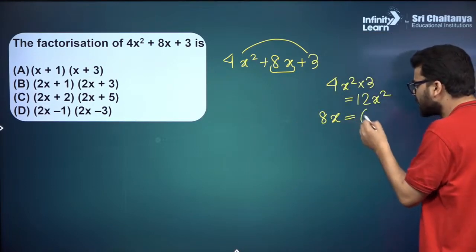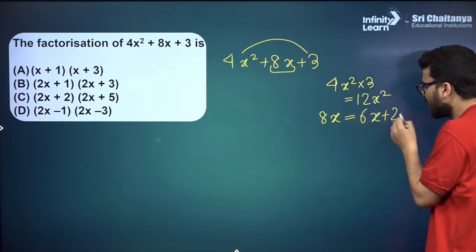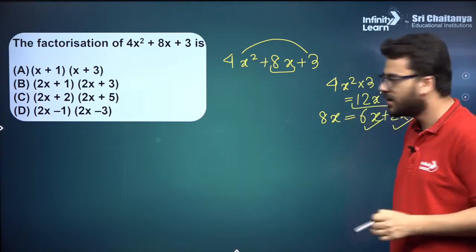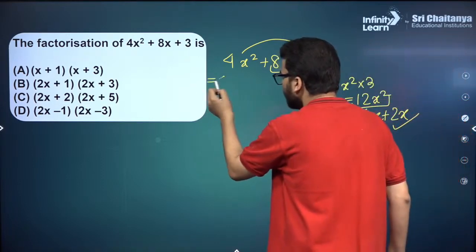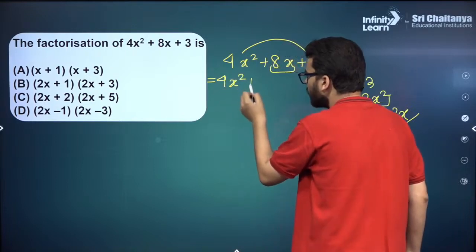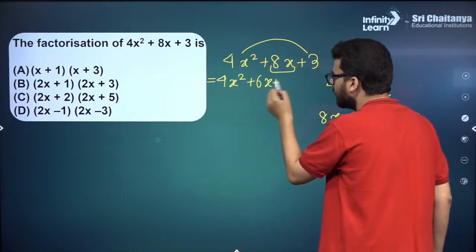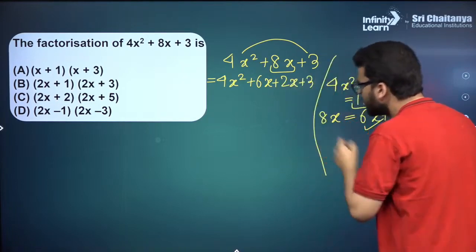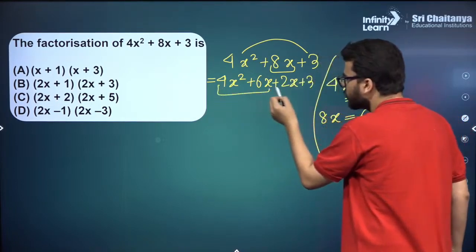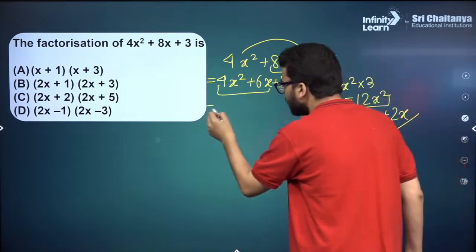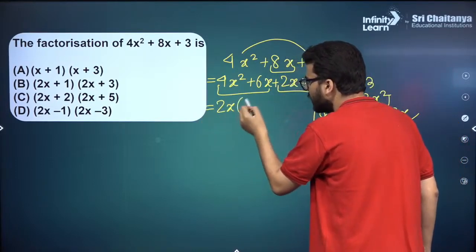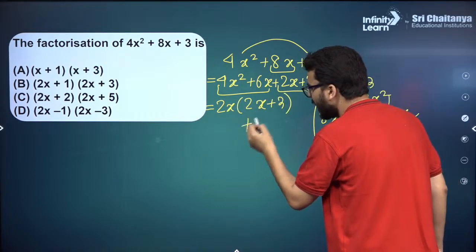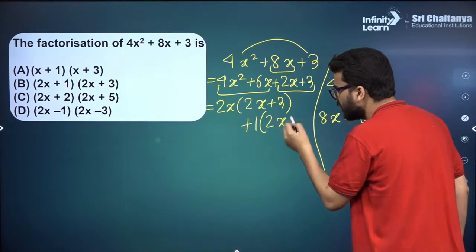So this can be written as 6x plus 2x or not guys? The reason being 6x into 2x will be equal to 12x square, right? So you can split the middle term in that manner. So this can be written as 4x square plus 6x plus 2x plus 3 over here, right? So you see we have got two groups. This is the first group, this is the second group. Out of the first group we can take 2x as common. So 2x plus 3 will be left. Out of the second group you can take 1 as common. So 2x plus 3 will be left.